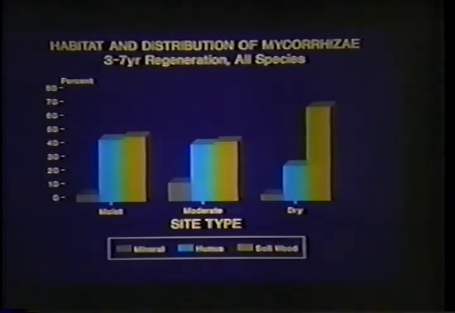And again, you can see the relative importance of wood goes up as you get to the dry system, and the importance of organic matter in general through all three, from the standpoint of supporting the root systems and the mycorrhizae on them.